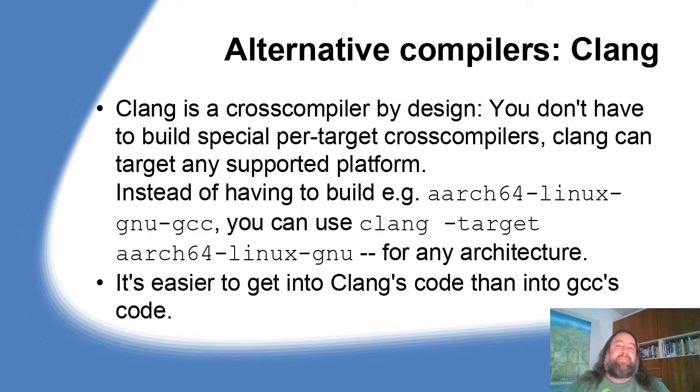One interesting difference between GCC and Clang is that Clang is a cross-compiler by design. Whereas with GCC you have to build a cross-compiler for every target you want to support, with Clang you just build it once and you can just use -target, whatever machine you want to target, regardless of what machine you're on. The one Clang binary will compile for every target. Another advantage of Clang is that it's much easier to get into Clang's code than into GCC's code. So if you're planning to work on the compiler itself, Clang is an interesting option to look at.